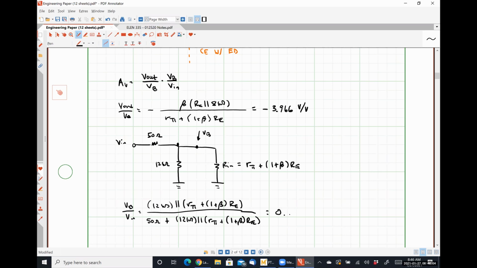So let's see. 0.994. And so our overall voltage gain is then 0.994 times the gain of the other stage, negative 3.966, giving us an overall gain of negative 3.940 volts per volt.